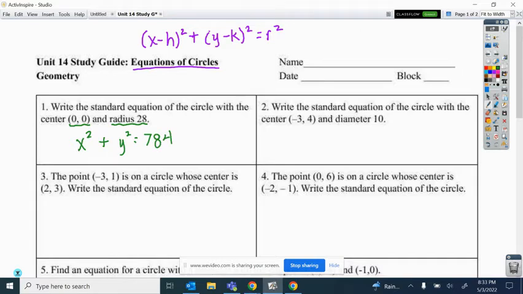So in that question number 2, we're going to write the equation of a circle. Given a center, this time we are at -3, 4, and I have a diameter of 10. So make sure you convert that.